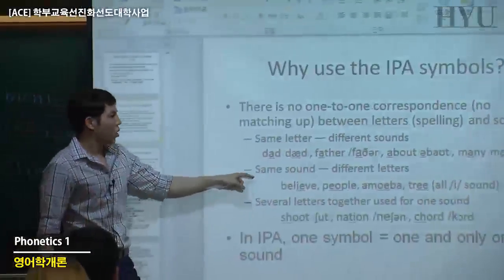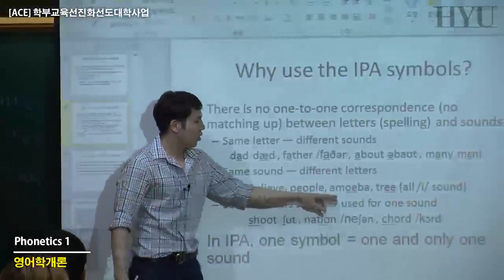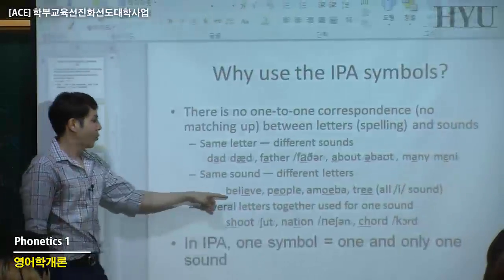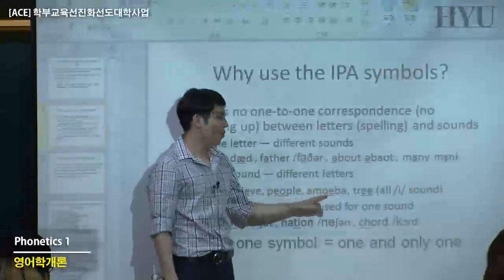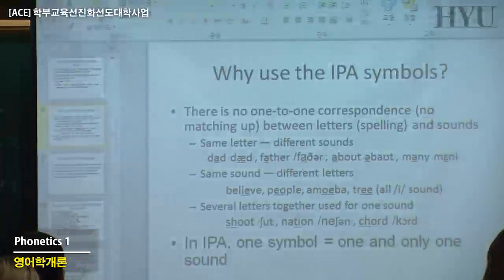And in other languages, you may find the same sound, different letters. IE, EO, OE, EE. They all have the same sound, which is /i/. Believe, people, amoeba, or tree. All /i/ sound, right? So there's no one-to-one correspondence again.